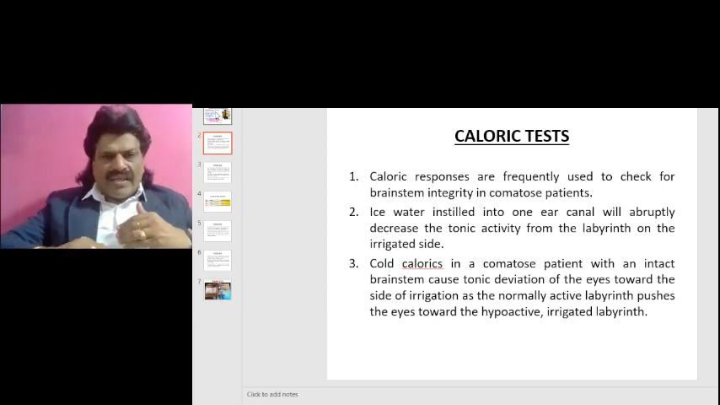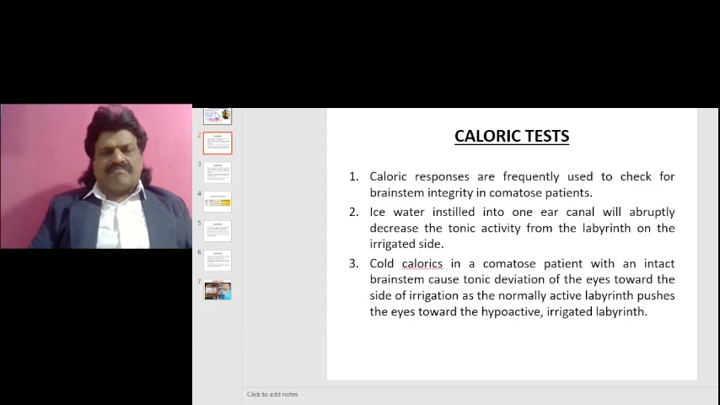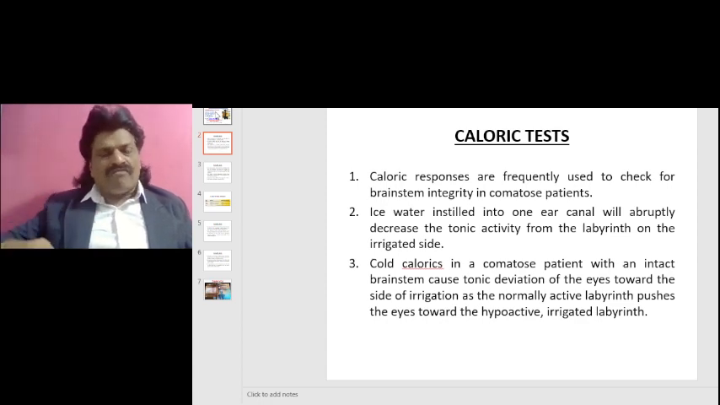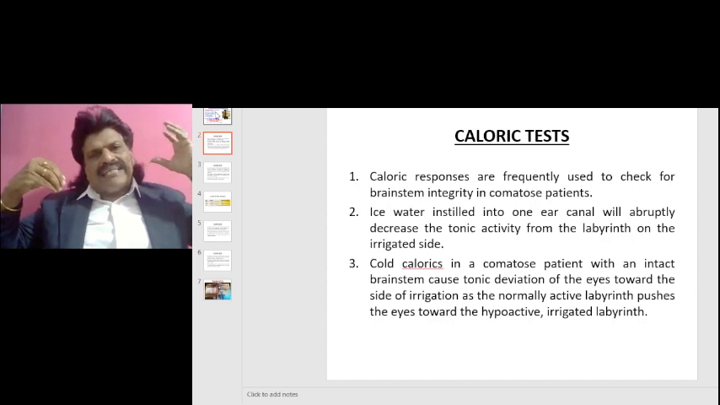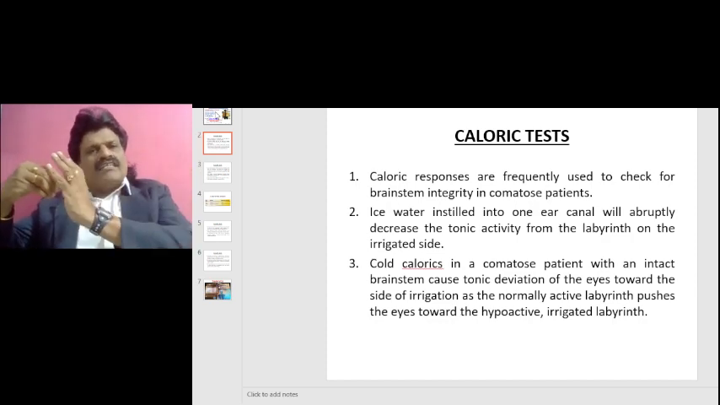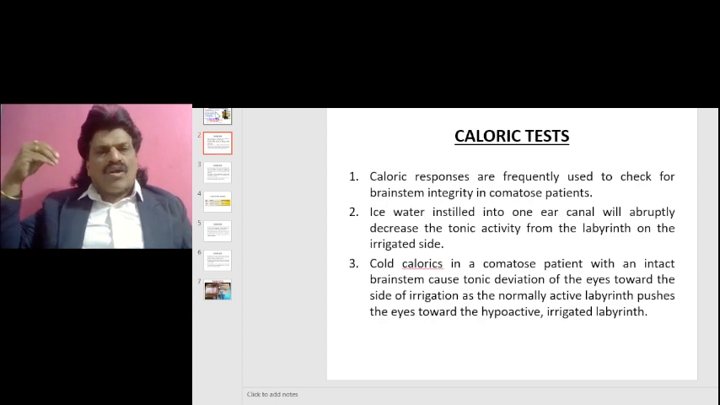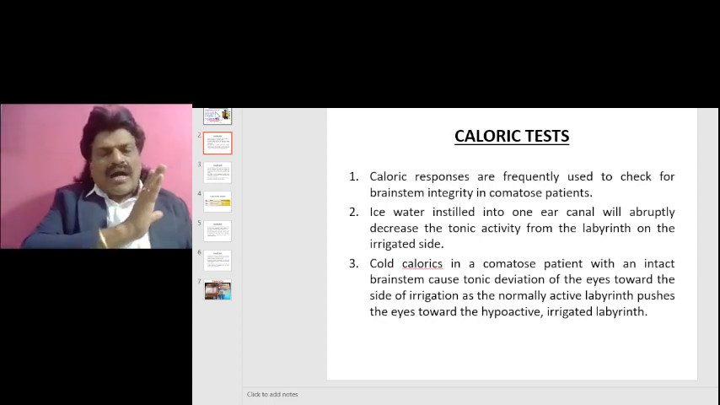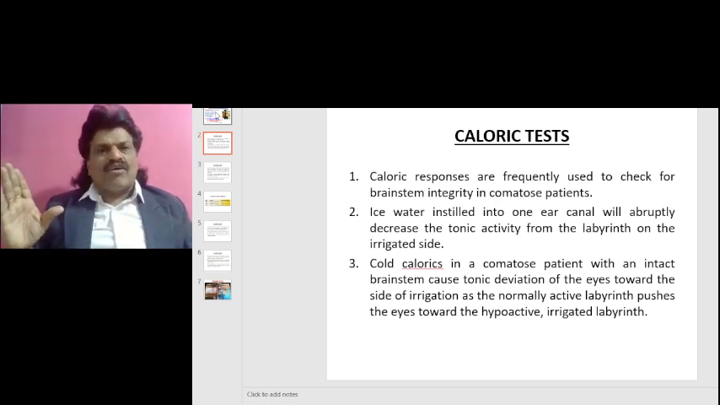But on the other end of the spectrum, if the labyrinths are defective or non-functioning, or made non-functional by putting cold water, the other opposite intact labyrinth will push the eyes towards the labyrinth which is non-functioning or made non-functional by putting cold water. So the eyes will deviate towards the side of the hypo-functioning labyrinth, or the labyrinth on which cold water has been put. This is the normal physiology.